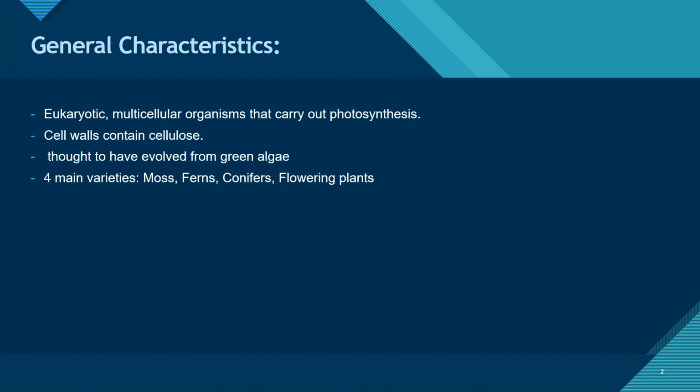So what are the general characteristics of Kingdom Plantae? They're eukaryotic, multicellular organisms that carry out photosynthesis. And basically photosynthesis is the plant's way of taking sunlight and converting it into energy. Their cell walls contain cellulose, and they are thought to have evolved from green algae. The four main varieties are mosses, ferns, conifers, and flowering plants.